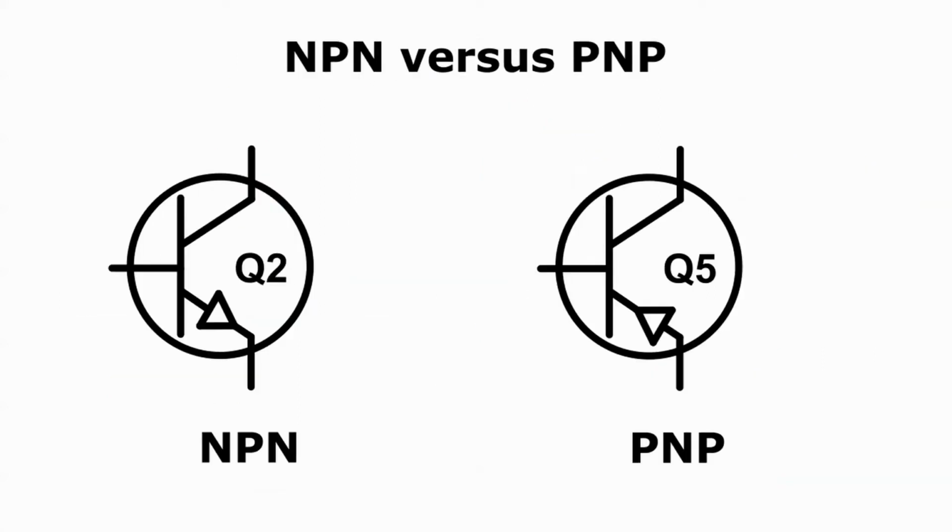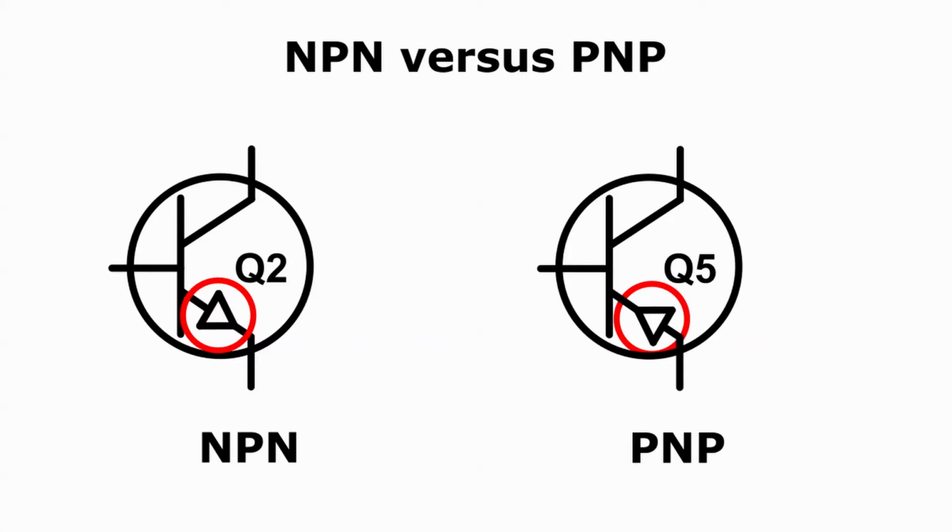Here are the symbols for an NPN and a PNP transistor. In a schematic diagram, transistors are usually given a name that starts with the letter Q. Q2 and Q5 would be typical names. The only difference between the symbols is the direction of this arrow on one of the 3 leads.